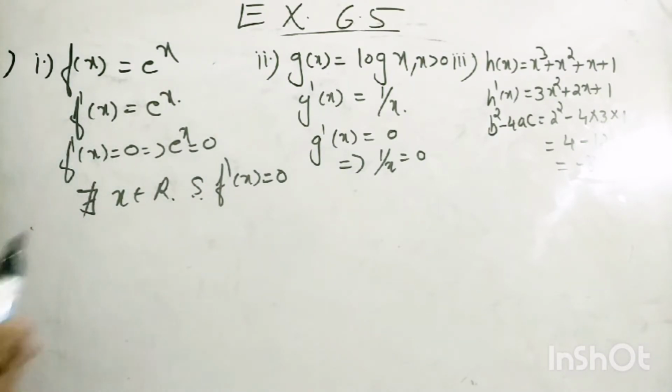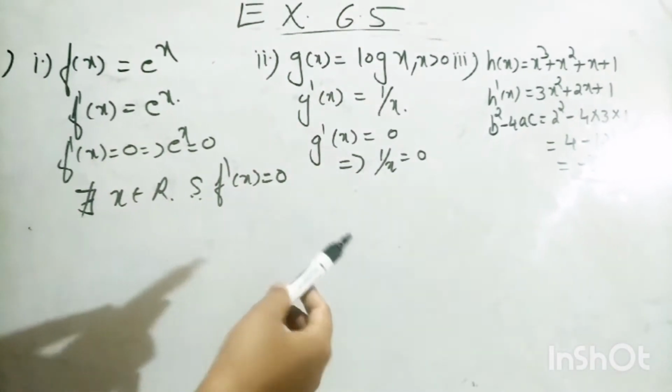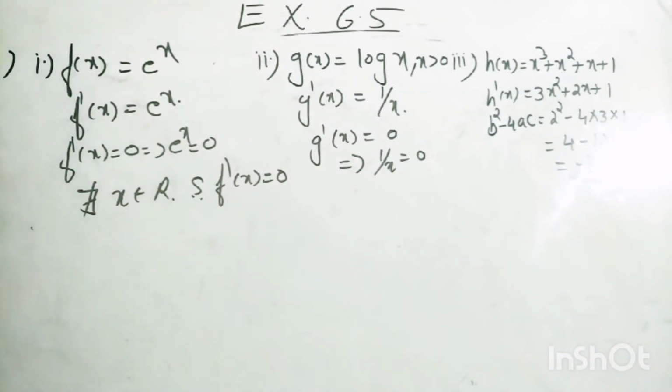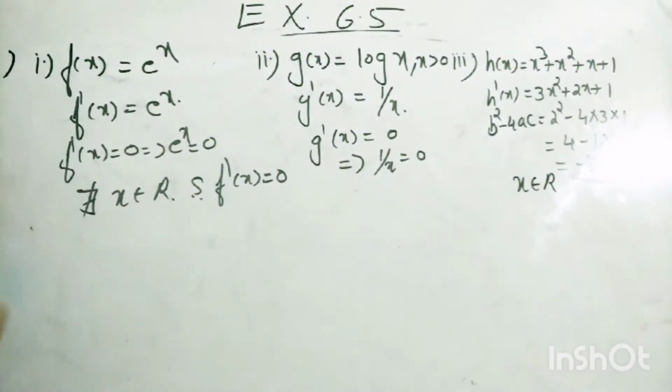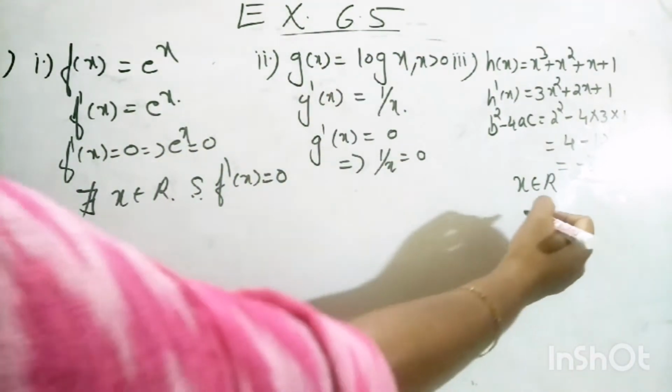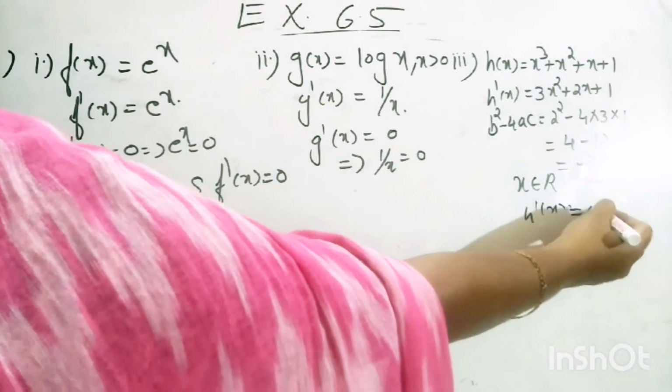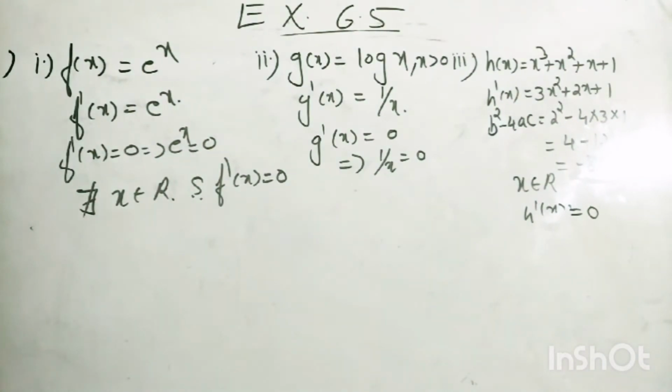First we will find the value of b square minus 4ac, which we get as minus 8, and it is less than 0. That means if b square minus 4ac is less than 0, we can't find any real root. That means we can't find any real value of x such that h dash of x is equal to 0. Therefore, we can conclude that for this function h of x there is no maxima or minima.